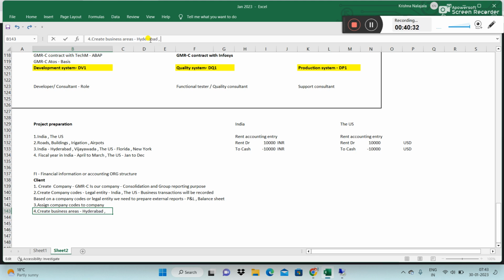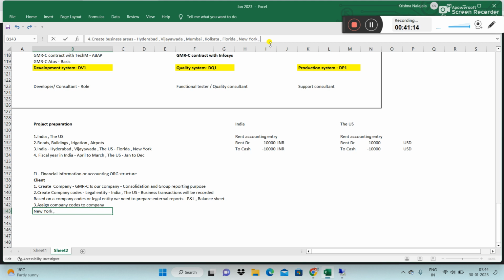Hyderabad, one business place, and obviously we have plants, meaning we have business transactions there. And I have Mumbai, I have Kolkata. These are the four places where my business transactions will occur on a daily basis. Likewise, you have the US, Florida, New York. Wherever you have a plant, there you should have one business area. That is for sure.